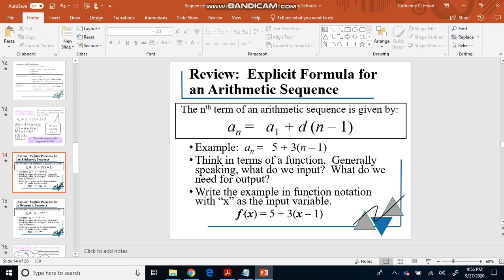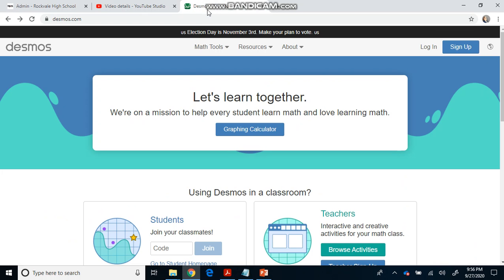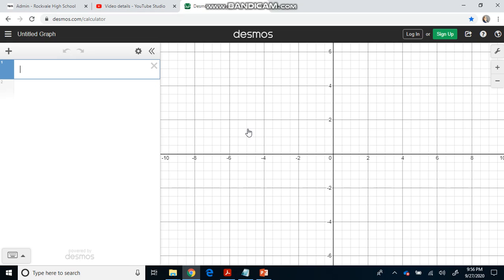Let's see what that looks like if we graph it. So I'm going to come over to Desmos, and this is just desmos.com. This is what happens if you don't do any of the activities. You can go to desmos.com and click Graphing Calculator, and this will look somewhat like the Desmos Test Mode app that some of the distance learners have downloaded. So I'm going to add a table. I click the plus button and table.